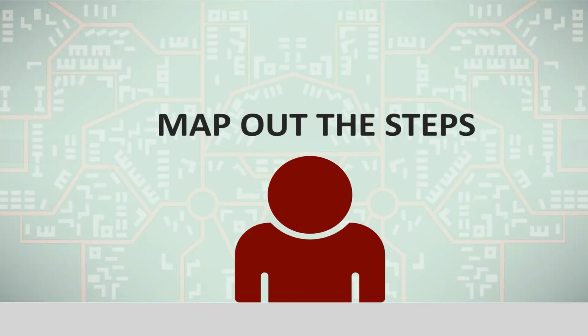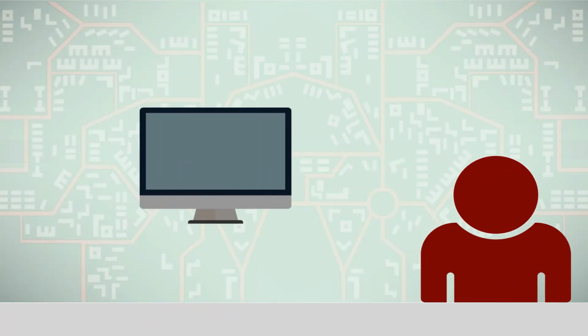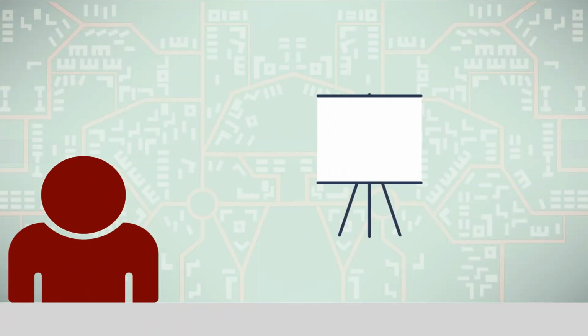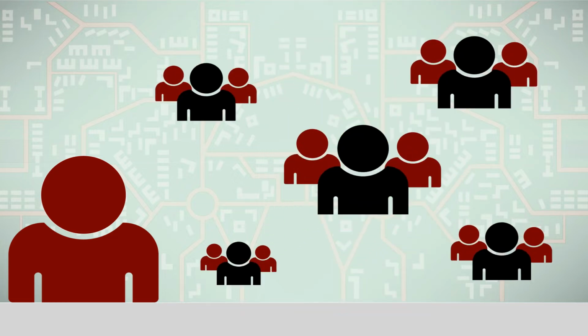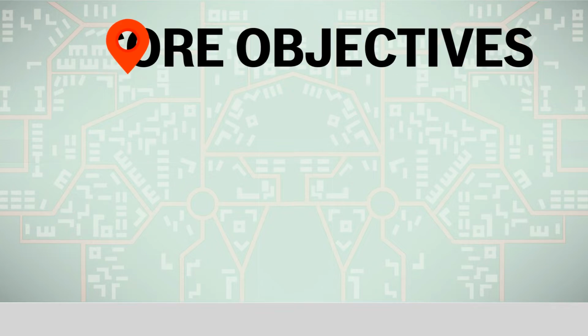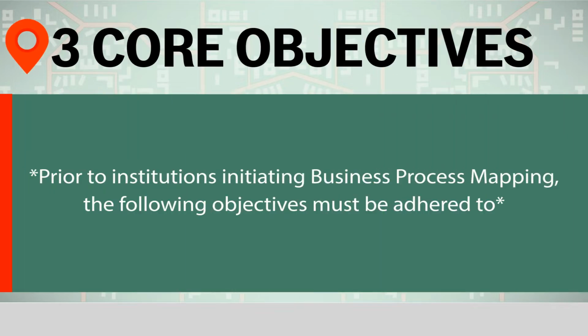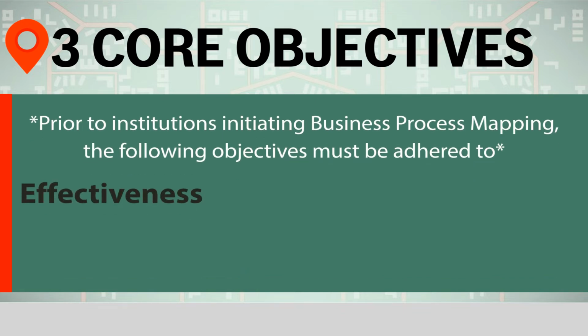Physically map out the steps that are identified, either on a computer, a whiteboard, whatever is needed to present a visual image of the process for everyone to see what is being discussed. Business process mapping has 3 core objectives. Prior to institutions initiating business process mapping, the following objectives must be adhered to.